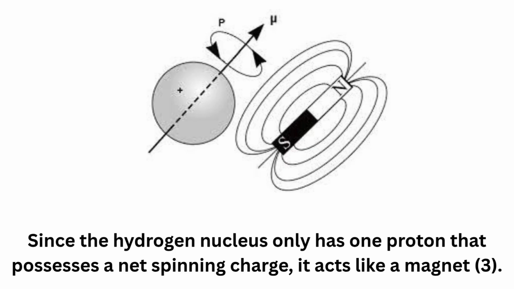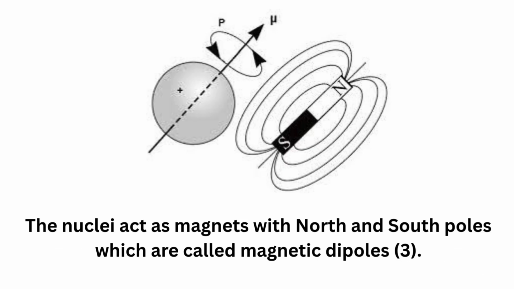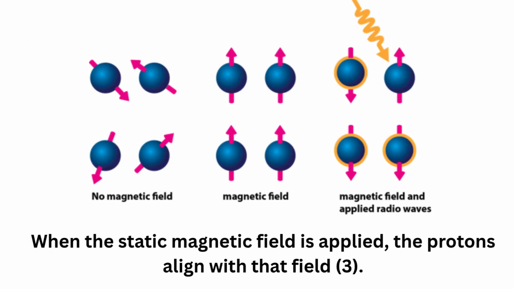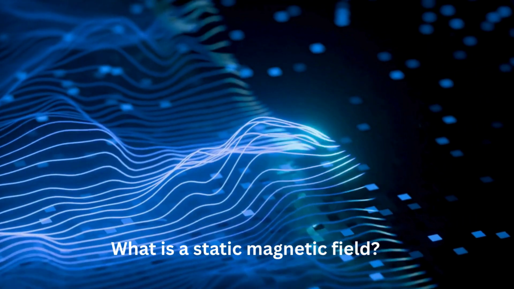Since the hydrogen nucleus only has one proton that possesses a net spinning charge, it acts like a magnet. The nuclei act as magnets with north and south poles, which are called magnetic dipoles. The magnetic dipoles, without an external field, are randomly positioned. When the static magnetic field is applied, the protons align with that field. What is a static magnetic field?